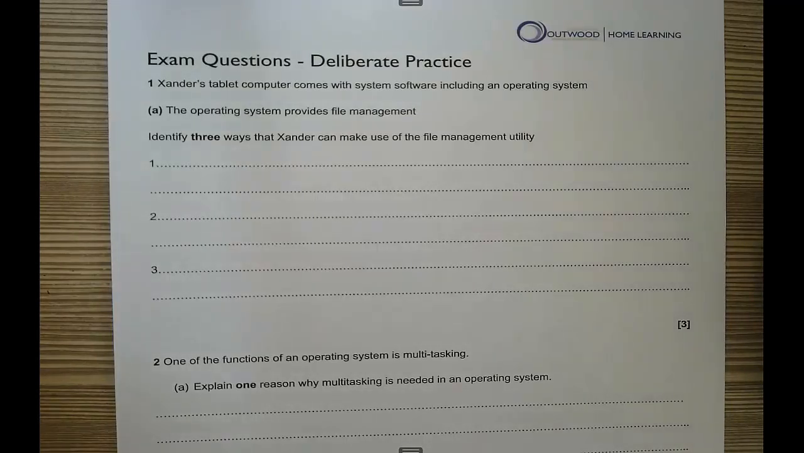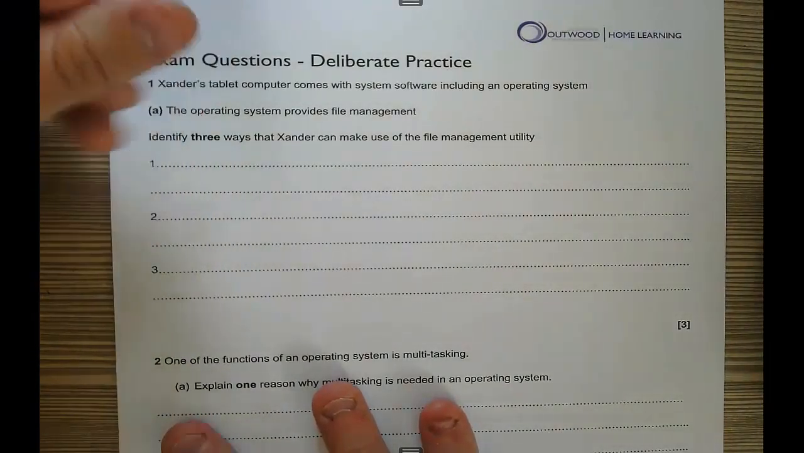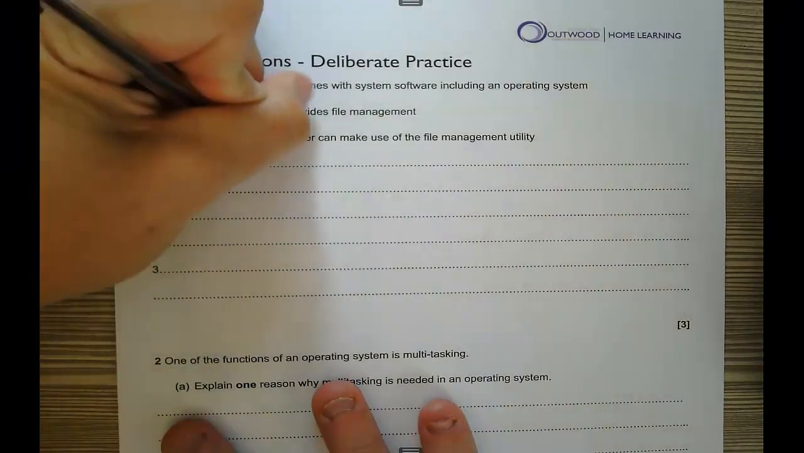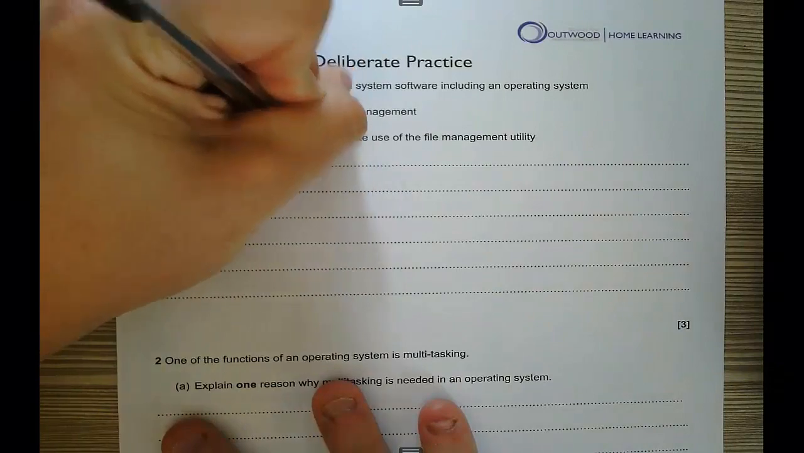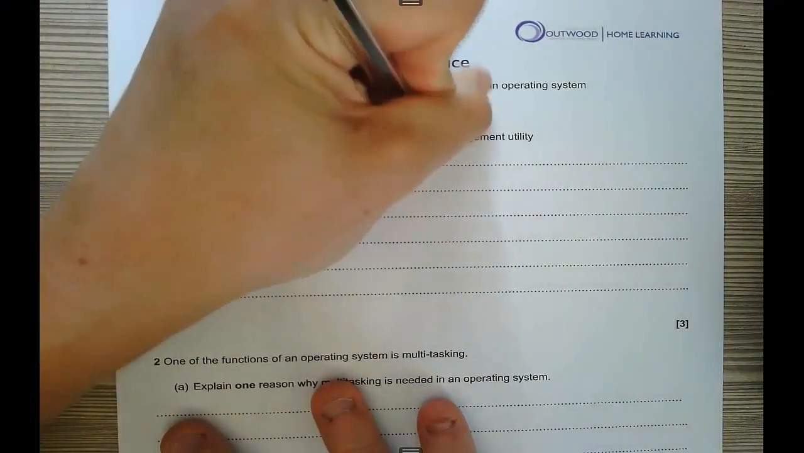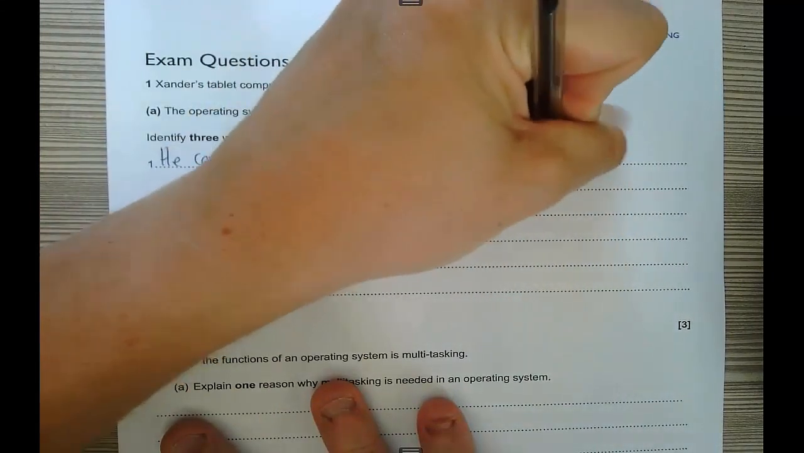So we've got here question 1. Xander's tablet computer comes with system software including an operating system. The operating system provides file management. Identify 3 ways that Xander can make use of the file management utility. Well, the first thing I'm going to say about how I manage my files is he could create folders and subfolders to organize his files.